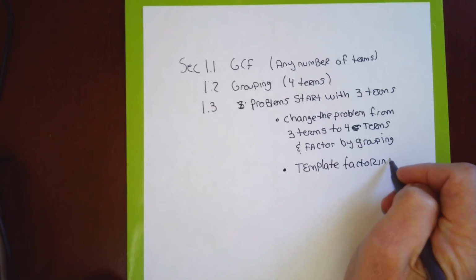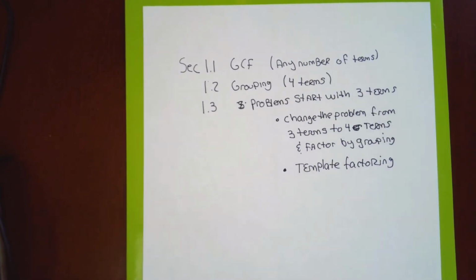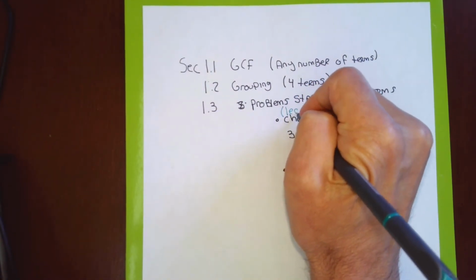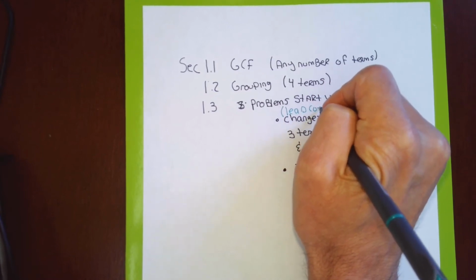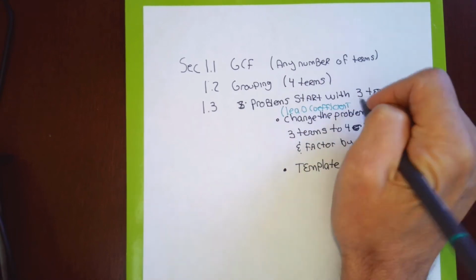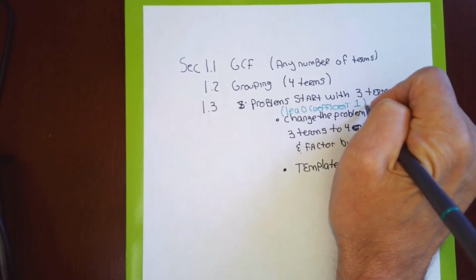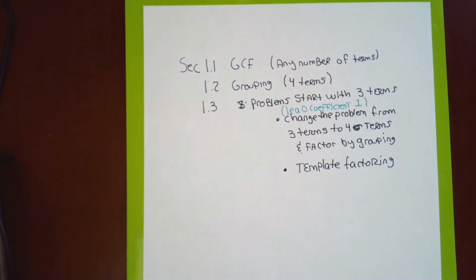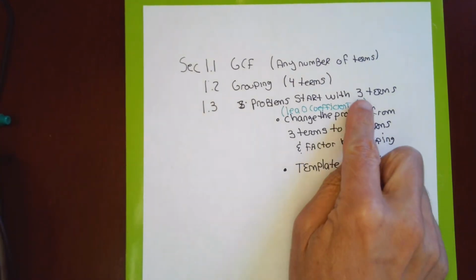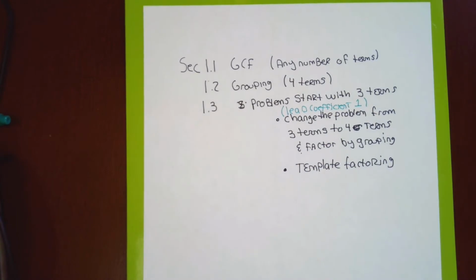In this section, the problems have three terms, but I'm going to say the first term, or the lead coefficient, is a 1. So all the problems in section 1.3, the first term is going to have an implied 1 in front of it. And these strategies will work for those problems. As we get into section 1.4, we're going to factor with three terms and the lead coefficient isn't 1, and then maybe we'll use a different strategy.